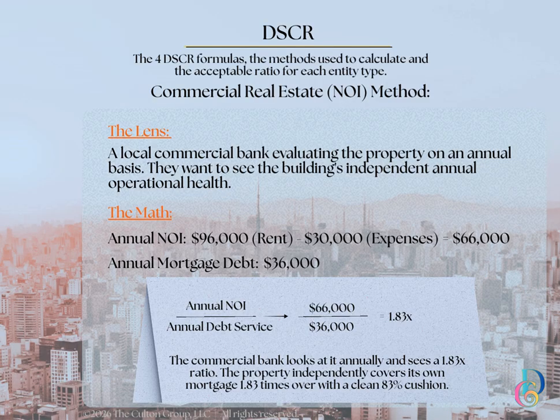a clean 83% cushion, which is a good thing. So they're happy with it. Okay? It's a lot different when you can see the formula next to the numbers. It makes a difference. So that's the way that one works. That is commercial. And we'll move on to the next one.